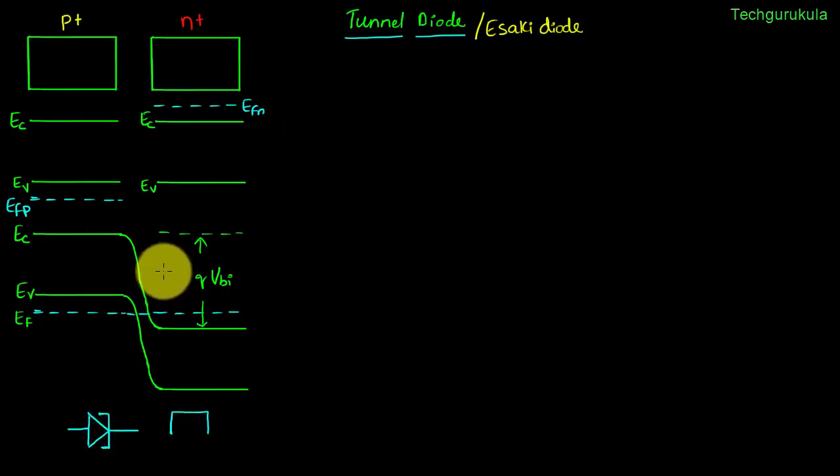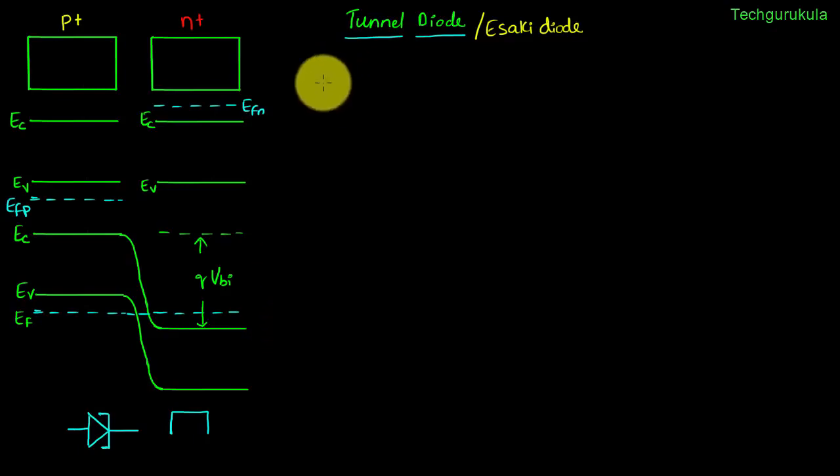Now let us understand how a tunnel diode works when we apply a potential difference across this diode. To start with, let's say we apply a potential difference of 0. Then the energy band diagram would look exactly like the equilibrium energy band diagram, so the current flowing through the diode would be 0. So this is the first case.